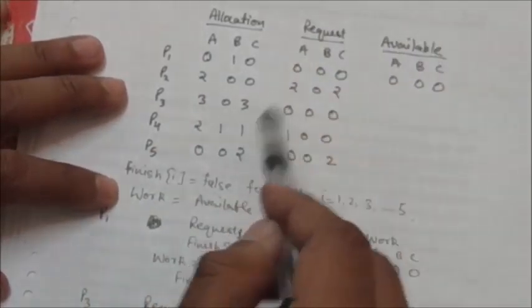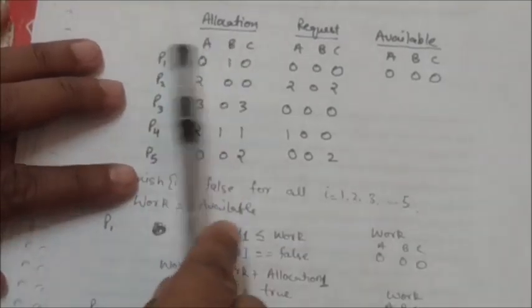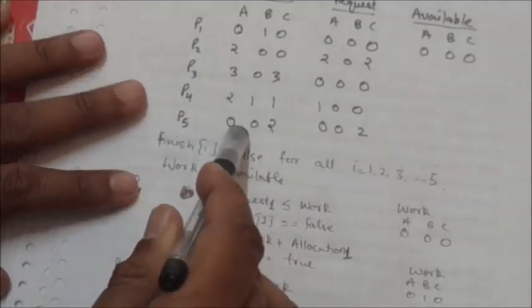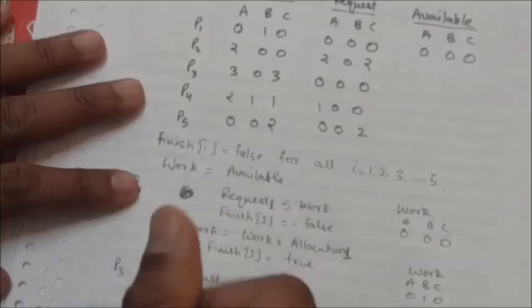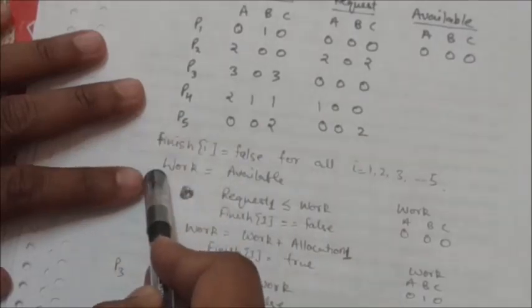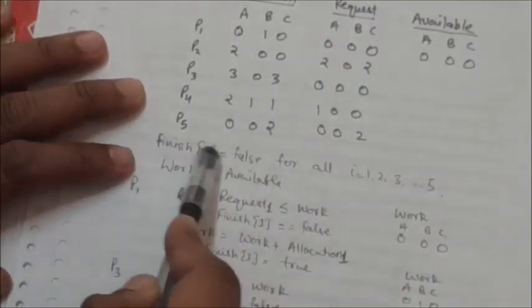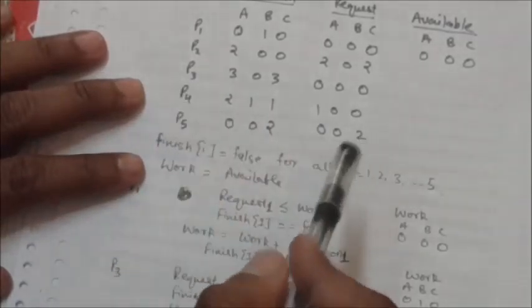These matrices, the Allocation matrix, the Request matrix, and the Available vector, are given to us. There are 5 processes and 3 resource types A, B, C. Now we have to apply the deadlock detection algorithm to find out whether a deadlock exists in this system or not. So what is the first step? We take 2 vectors: Work, of length 3 because there are 3 resource types, and Finish, of length 5 because there are 5 processes in the system.